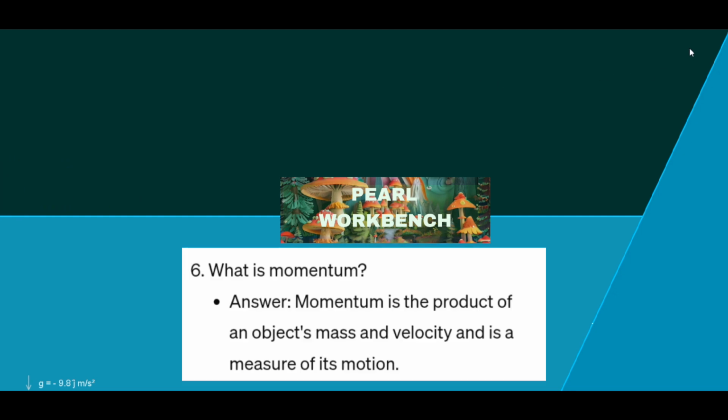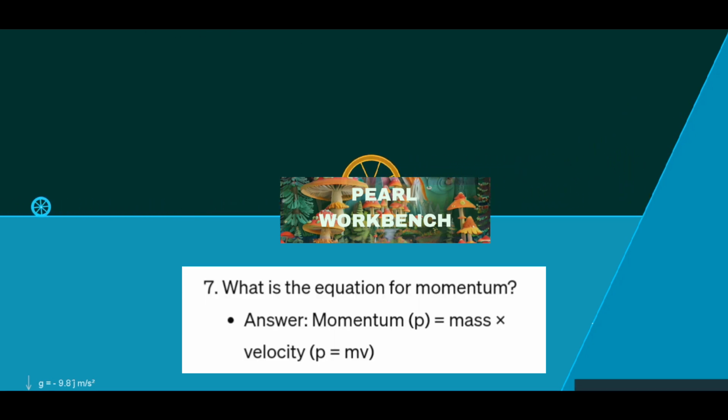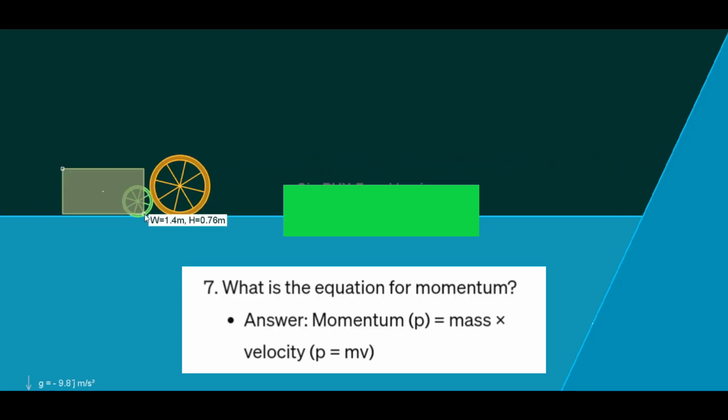What is momentum? Momentum is the product of an object's mass and velocity and is a measure of its motion. What is the equation for momentum? Answer: momentum P equals mass times velocity, P = mv.